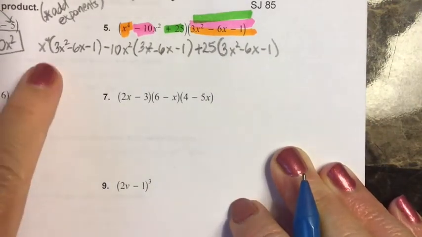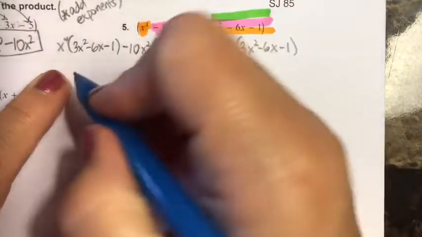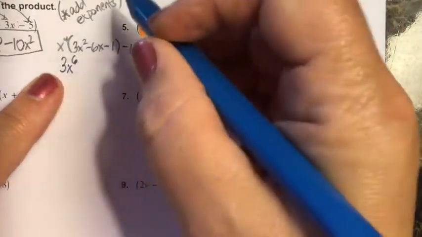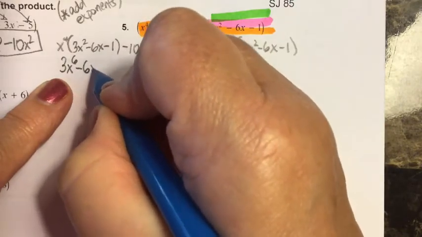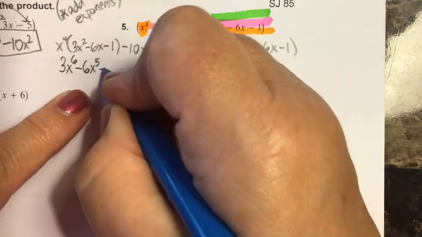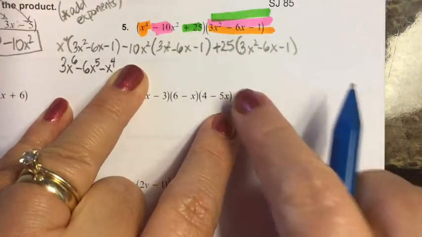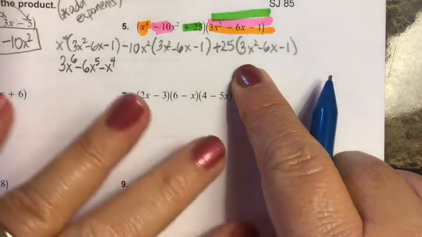Then I will distribute. X to the 4th times 3x squared is 3x to the 6th. 4 plus 2 is 6. X to the 4th times negative 6x is negative 6x to the 5th. X to the 4th times negative 1 is negative x to the 4th. Now distribute negative 10x squared and then 25. I'm going to distribute and come back and show you the answer.